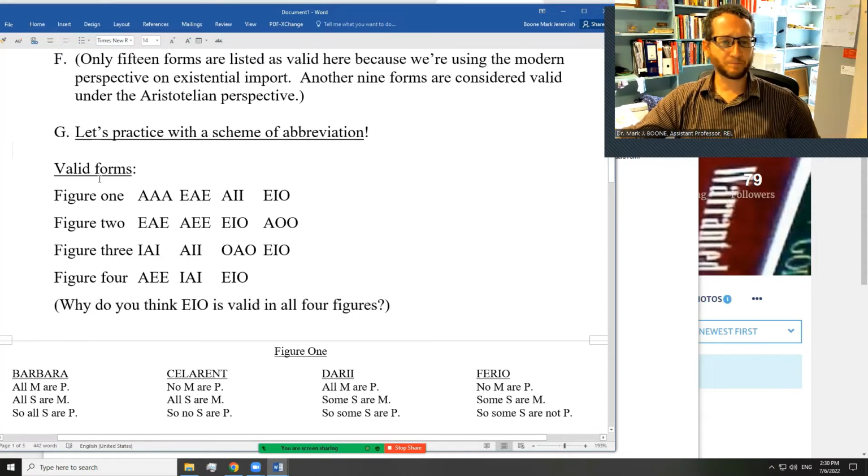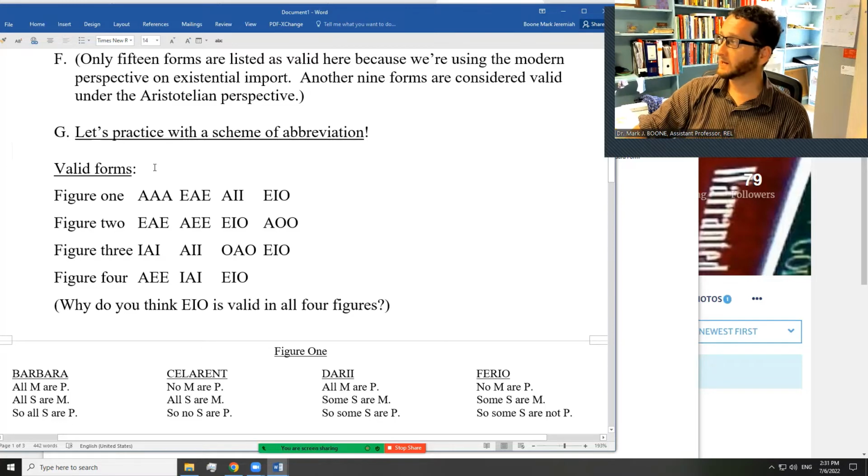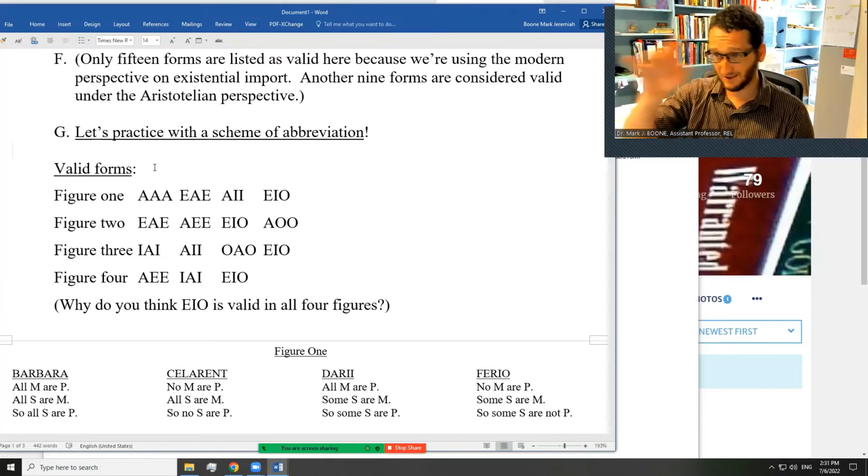All right. These are the valid forms: EIO in any figure, AAA in figure 1 only, AII in figure 1 or 3, EAE in figure 1 or 2, AEE in figure 2 and 4, AOO in figure 2, IAI in figure 3 and figure 4, OAO in figure 3, and I think that covers it. All right, so put your syllogism into standard form, state the mood, state the figure, and then look at the list, and if it's on the list, say valid. If it's not on the list, say invalid, and you're done.